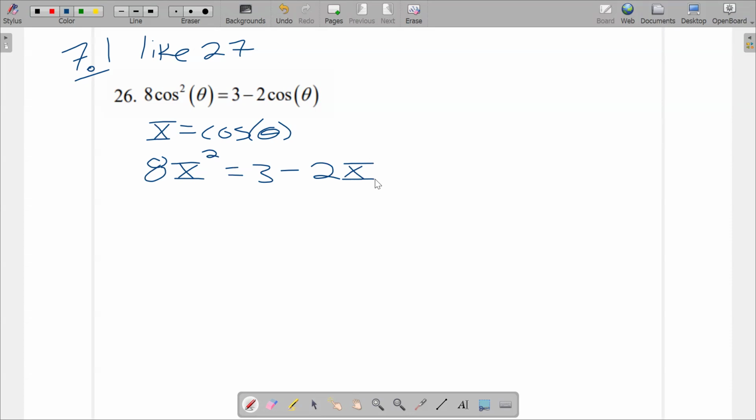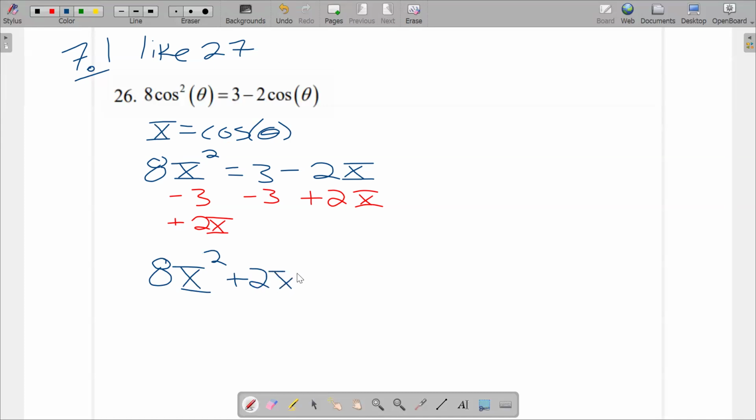And when we have squares with a variable like this, we usually get everything on one side and 0 on the other. So we are going to subtract the 3 over, we're going to add the 2x over, and none of these are like terms, so the best we can do is list them out in order. So then we're going to get 8x squared plus 2x minus 3 equals 0.